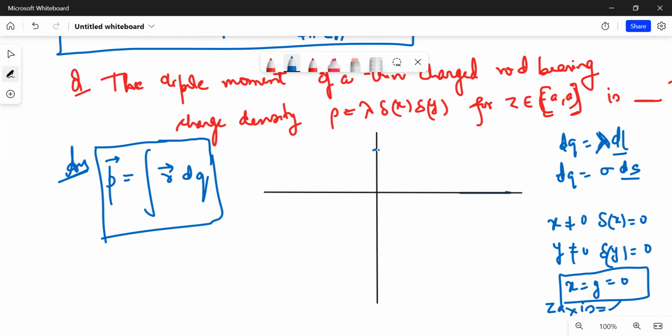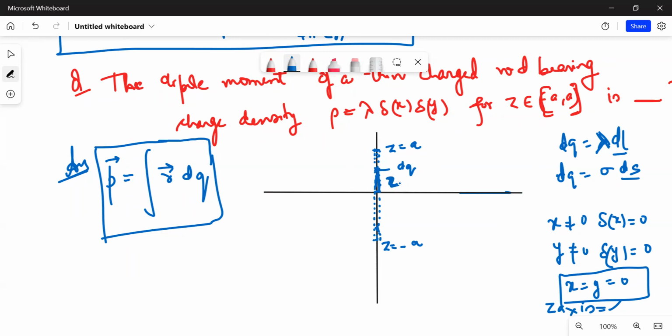So your charge density, yes sir, expressed in the form of lambda Dirac x and Dirac y, implies that your charge density is all along the z-axis. And that z is varying from minus a to plus a. And what was this r vector? The r vector was the location of the dq. So let us take a dq here. This is, r vector was the position vector of charge dq. So let us take this dq at a distance z. Is that clear?